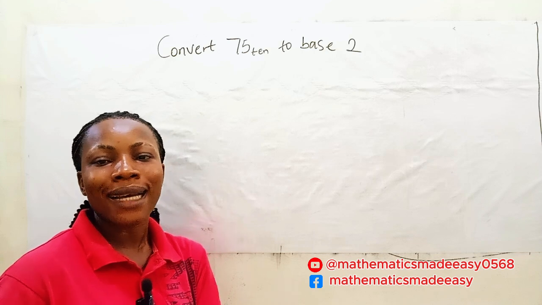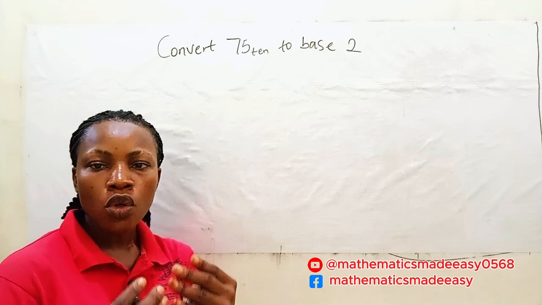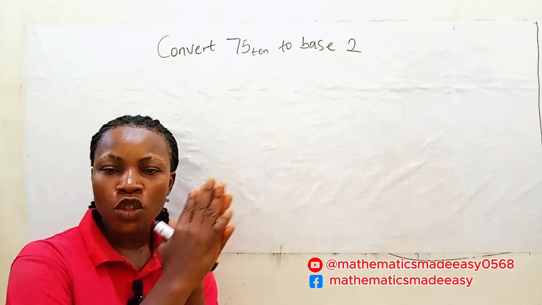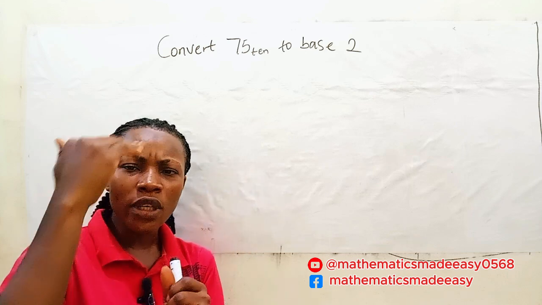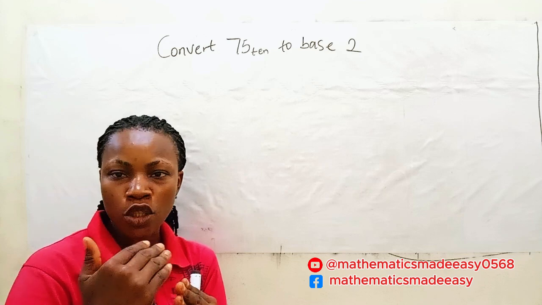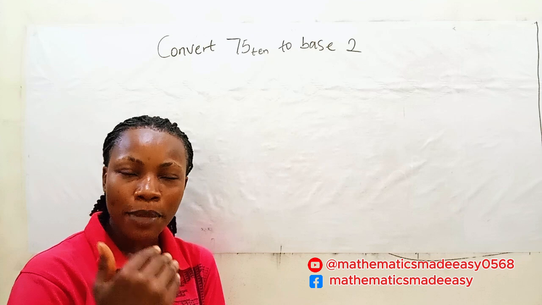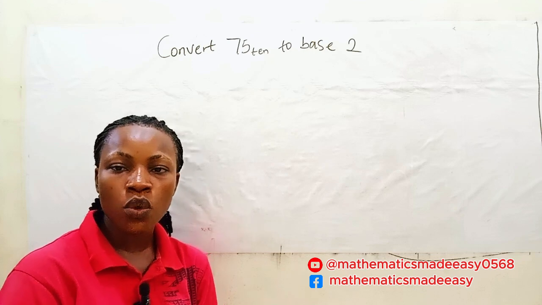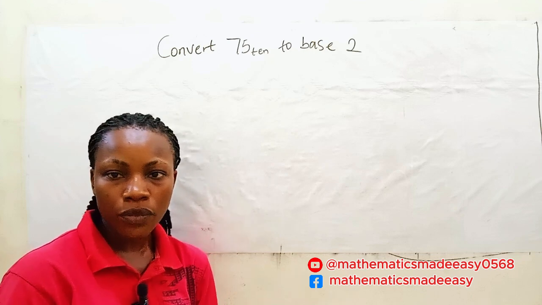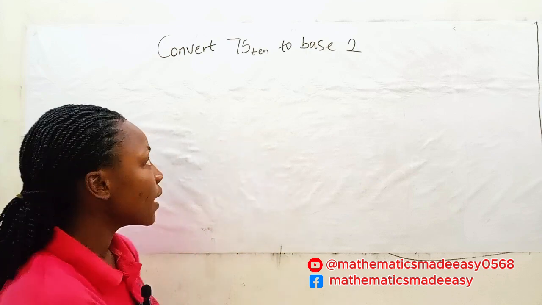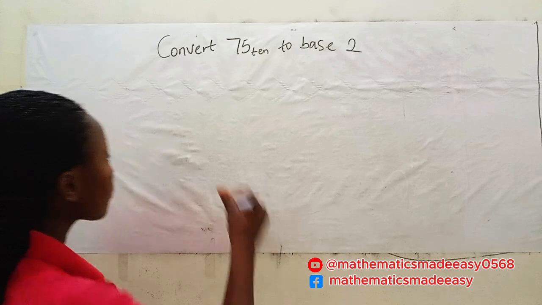In order for us to convert it to base 2, we are to divide it by 2. That is, we will keep dividing it by 2. The answer we get, we will still divide it by 2 till we get to 0. Now follow me, let's solve it together. Okay?